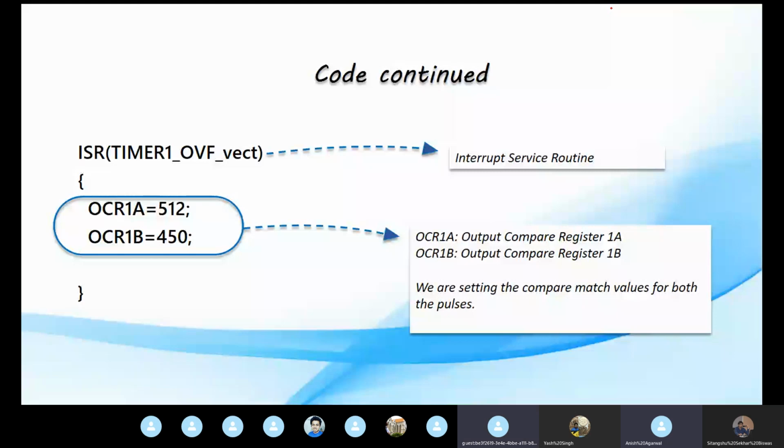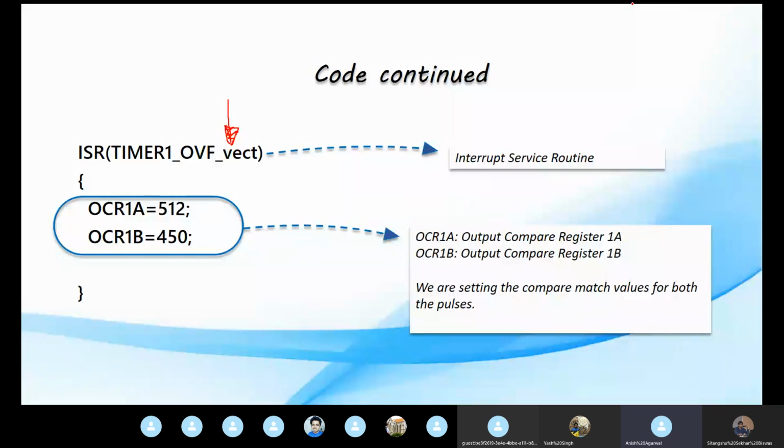This is the last part of the code, which is the interrupt service routine. The interrupt service routine is not a function; it is a routine. Here we have given the input argument as timer1 OVF vect. What is this? This is basically the address of the timer counter present in the vector table. When we give this as an argument to an interrupt routine, it gets access to the address of the interrupt from the vector table.